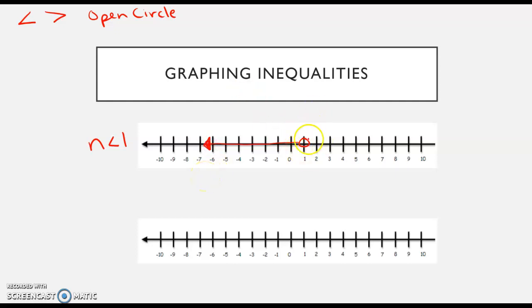Again, the open circle states that this is the boundary. 1 is the boundary, but it's not part of the solution. It's everything less than that that is part of the solution. Whereas if we have less than or equal to or greater than or equal to, that's a closed circle, or filled in.